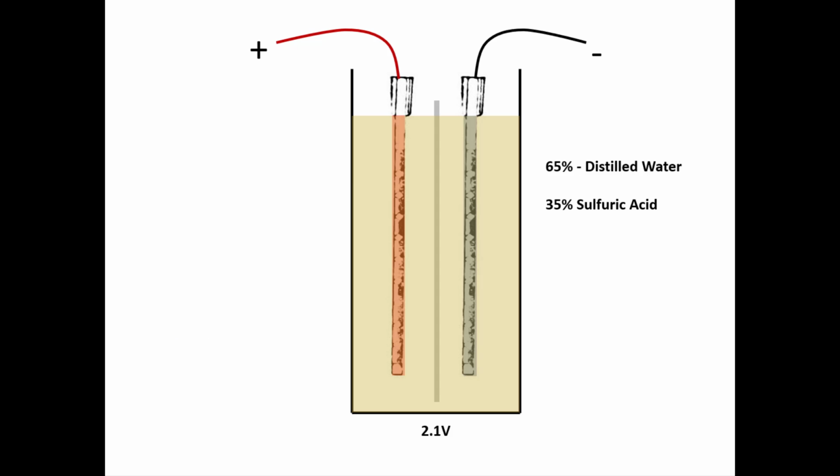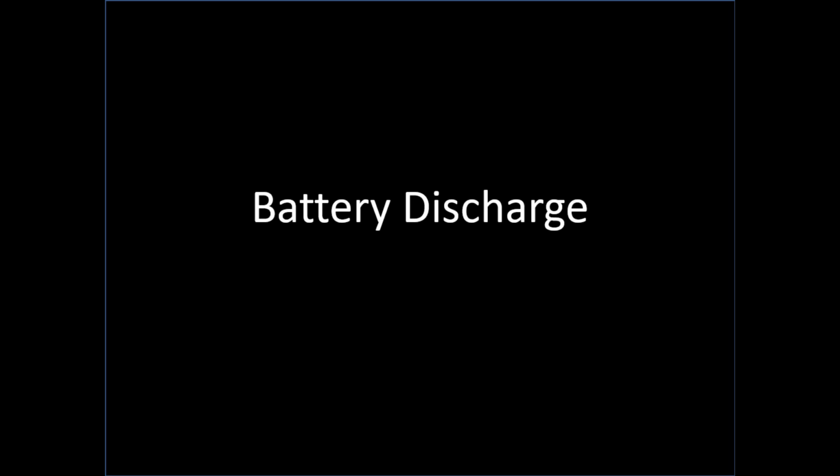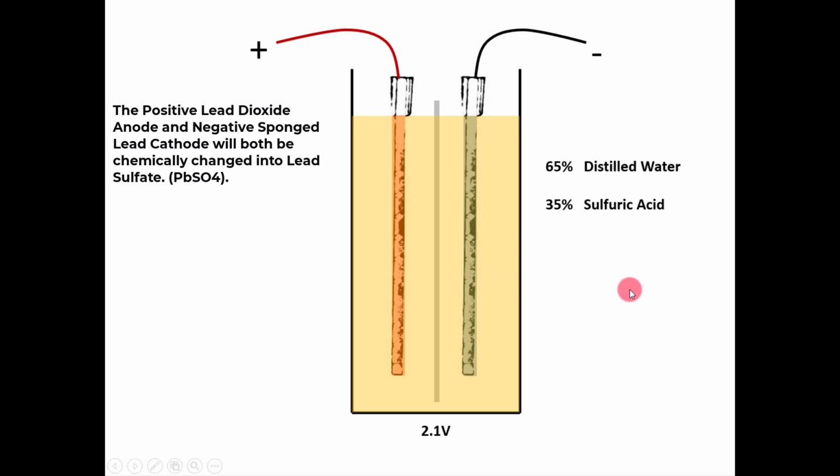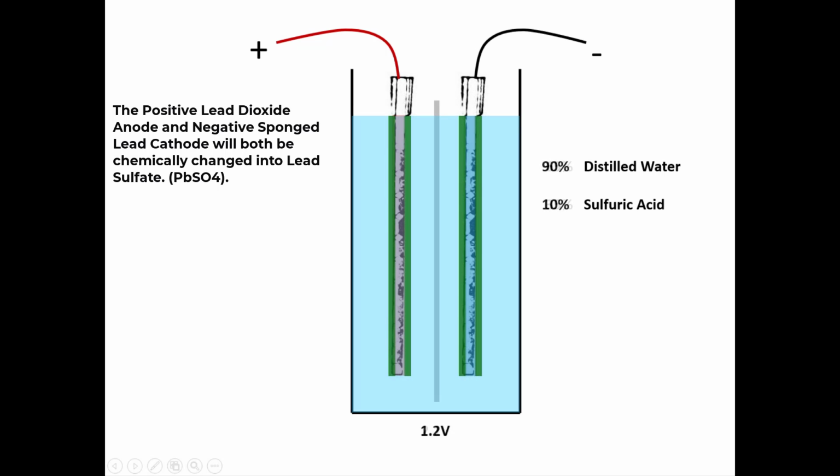So let's talk about how battery discharge occurs. As the battery is discharged, in other words, current flows from the positive anode out through the system and back into the negative cathode, the sulfur inside of the battery is going to cling to the plates. As it clings to the plates, we refer to this process as sulfation. Our ratio of 35-65 will change. So let's watch as that happens. The sulfur is clinging to the plates, leaving us with more distilled water and less sulfuric acid.